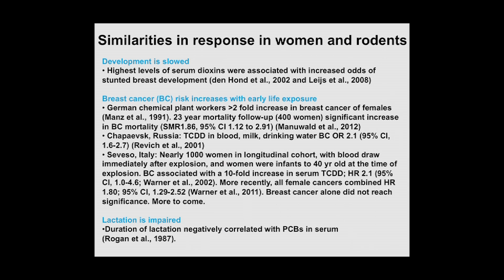In breast cancer risk, there are several examples. The German occupational workers are more apt to have breast cancer develop in females, and a very recent update on this showed a 23-year mortality follow-up of 400 women occupationally exposed in a pesticide plant that contains dioxin, with a very high level of breast cancer mortality, twice that of their unexposed cohorts. In other areas of Russia and Italy, there's at least a twofold increase in breast cancer risk in women with the highest dioxin exposures.